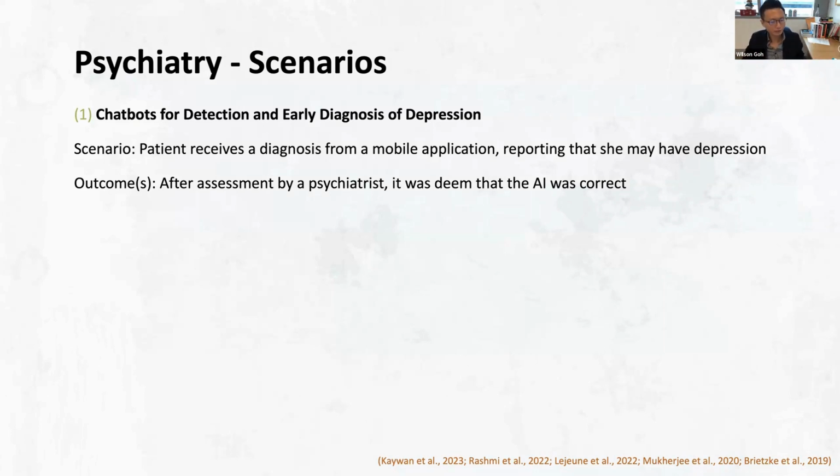Okay, so in this case, for psychiatry, the first scenario will involve the use of chatbots for detection and early diagnosis of depression. So in this scenario, the patient receives a diagnosis from a mobile application and reports that he or she may have depression, and the outcome is after assessment by a psychiatrist, it was deemed that the AI was correct.